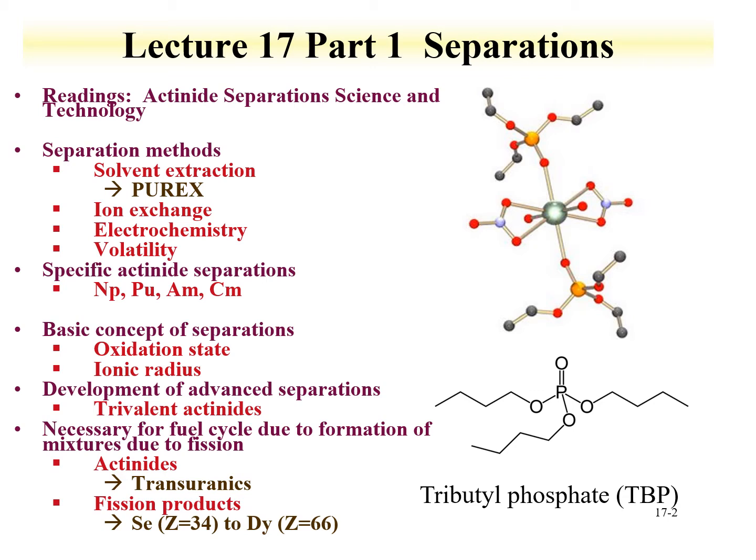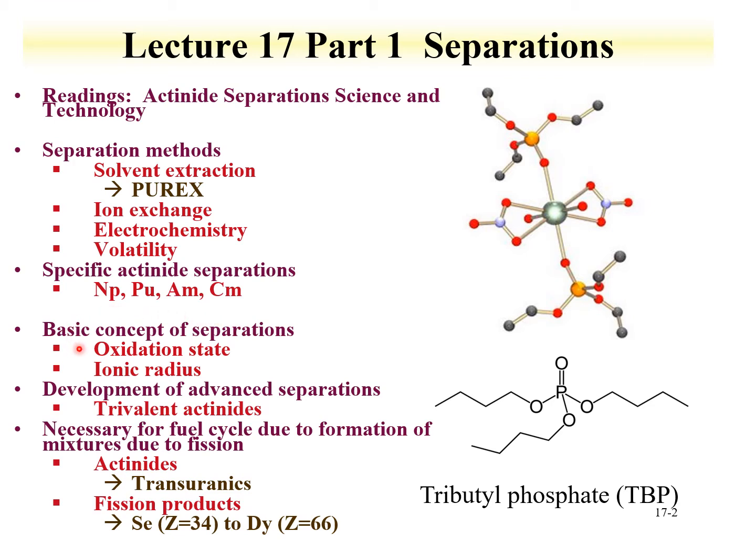Part 1 is going to focus on solvent extraction, and primarily the PUREX process, the plutonium-uranium extraction process. This is the workhorse of the nuclear industry, where plutonium and uranium are separated from the fission products, and from each other. We will explore this in detail because it is one of the more important separations involved for radionuclides. To start, we'll review basic concepts involved in separations.